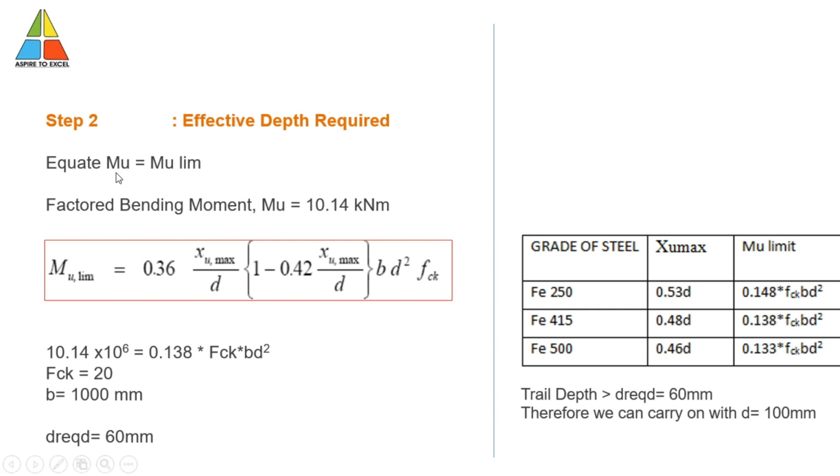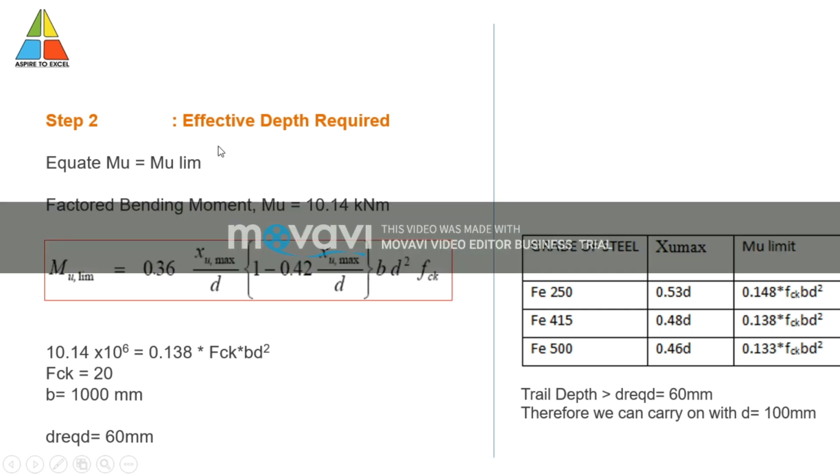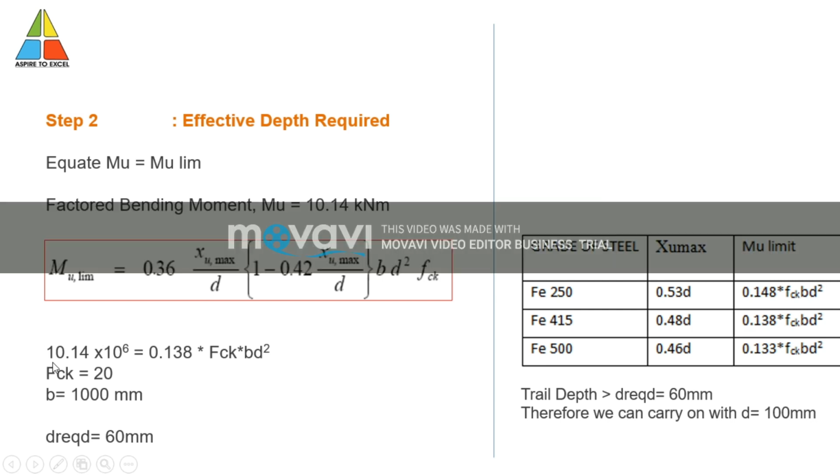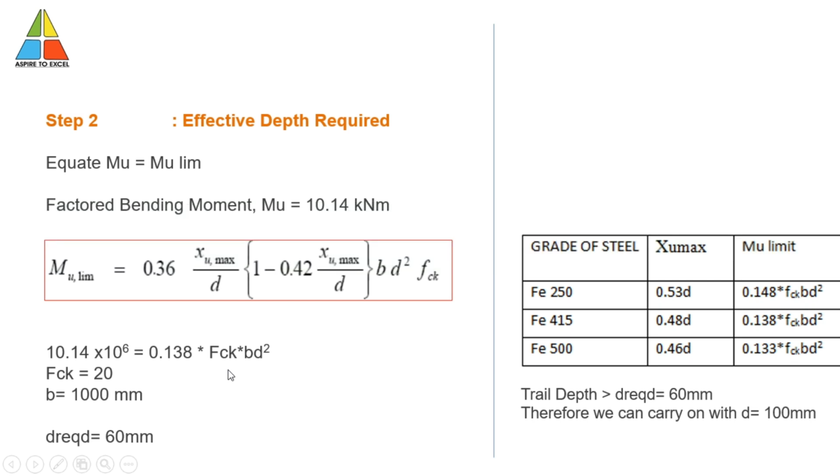Now we'll check whether it is sufficient or not. For that, we'll equate the value of Mu that we calculated in the previous slide with the value of Mu lim given in IS code page 96. This formula is given. Instead of using this long formula, you can directly refer to this simplified formula. For Fe415, the value of Xu max is 0.48D and Mu lim is 0.138 fck bd square. So the value of Mu that we calculated in the last slide, simply equate with 0.138 fck bd square. Fck value is M20, so 20 it would be, and width for a slab is always 1 meter.